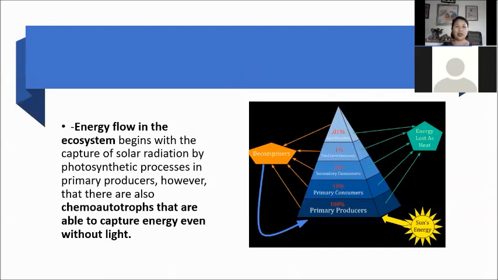Okay, so more on energy flow in the ecosystem. It begins with the capture of solar radiation by the photosynthetic processes in primary producers. However, there are also chemoautotrophs that are able to capture energy even without light. Okay, so ano yung mga examples ng chemoautotrophs?